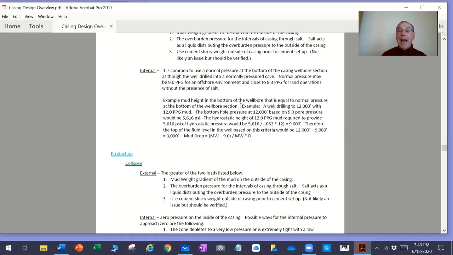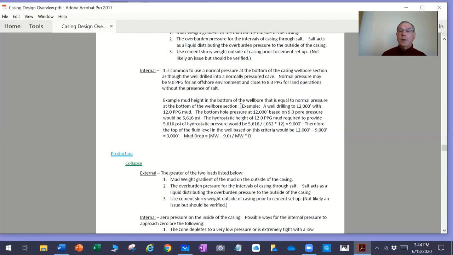The hydrostatic height of 12 pound per gallon mud required to provide 5,616 PSI of hydrostatic pressure would only be 9,000 feet. So it's only going to take 9,000 feet of 12 pound per gallon mud to equal that pressure. Therefore, the top of the fluid level in the well bore is going to be 12,000 minus the 9,000 feet of mud in the well bore. So it's going to be 3,000 feet. It's where the fluid level inside that casing is going to be from the top.